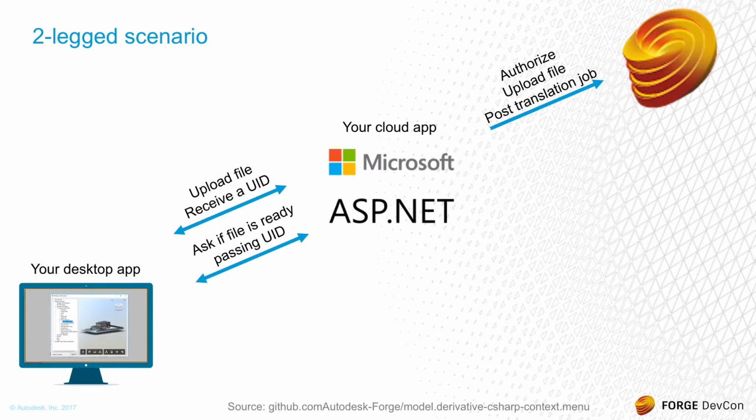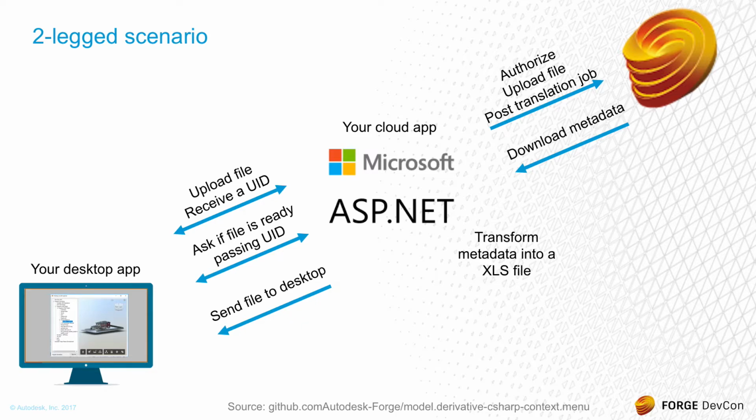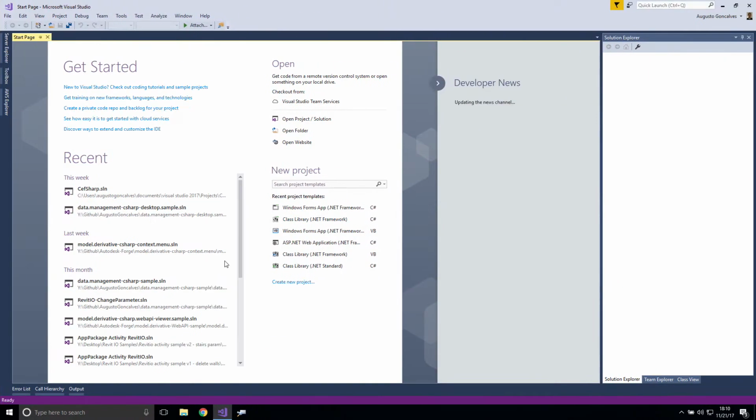The desktop client can then use the unique ID to check with the cloud module if the application is ready. The application will then get the metadata from Forge, transform that metadata into a spreadsheet file and send that to the desktop client. So that's interesting because the desktop client doesn't know about Forge and it's not accessing any Forge API, but only accessing this unique ID that is used to pass the data and check for the data. So let's see this running.